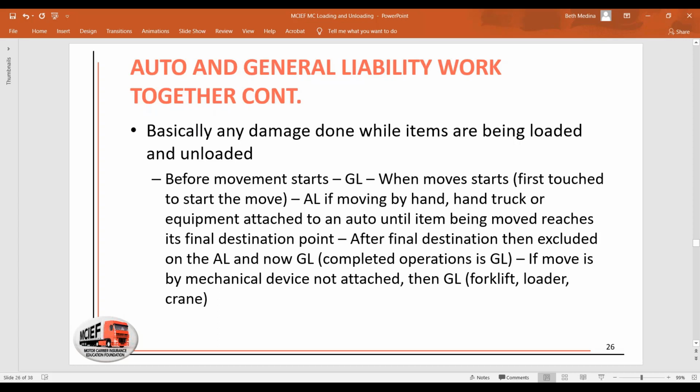GL will pick it up. If moved by a mechanical device not attached, then it's GL, meaning a forklift, loader, or crane. That's how it summarizes what we're talking about. Let's look at some examples.